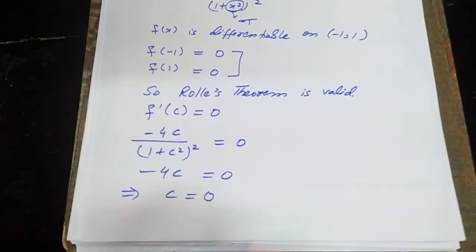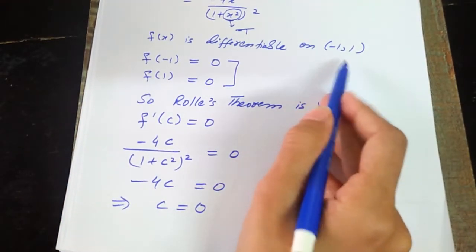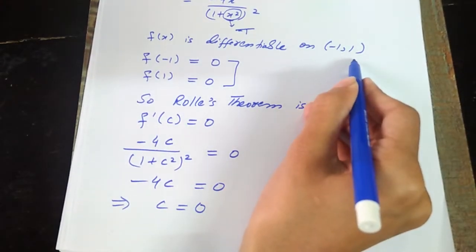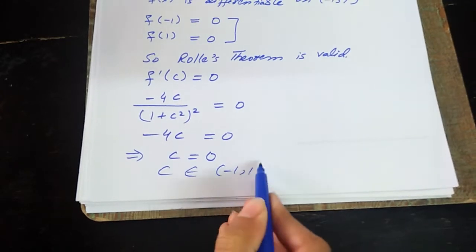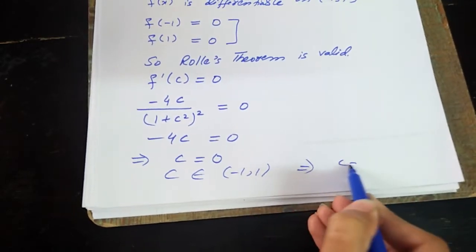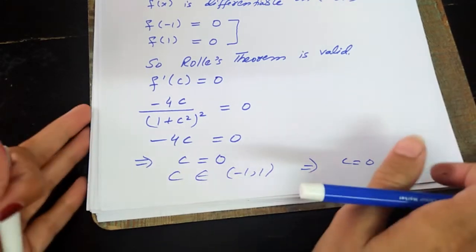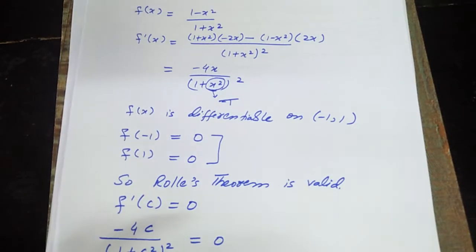Now we have to check whether this c is in this interval or not. Now 0 belongs to this interval minus 1 to 1, so it means c belongs to this interval. So it means c is equal to 0 is our value for c. Now, moving on to question number 5.